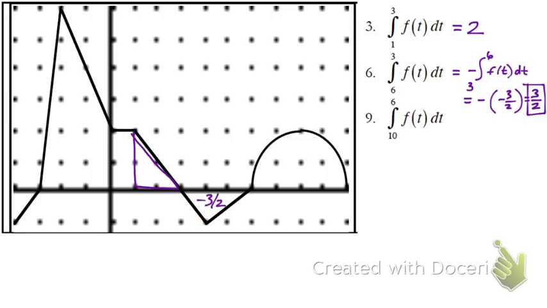And then last but not least, number 9. Again, let's flip it. So it's the negative integral from 6 to 10, f of t dt. And we did this one on the last slide as well. This is that semicircle right here. We said it had an area of 2 pi. So this is just going to be negative 2 pi.